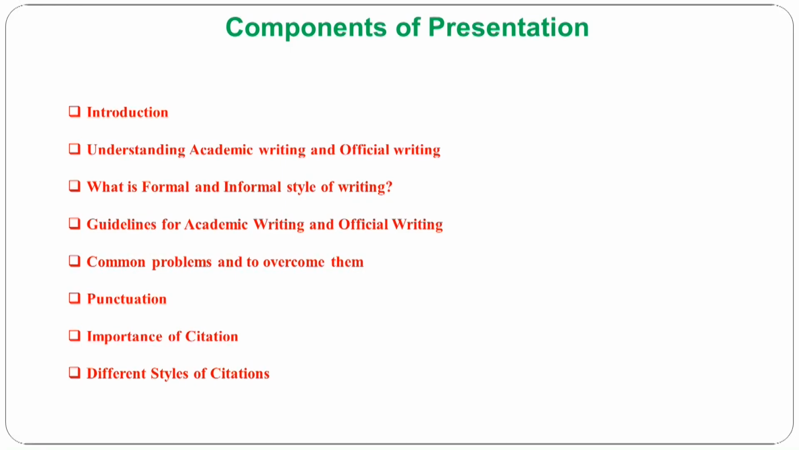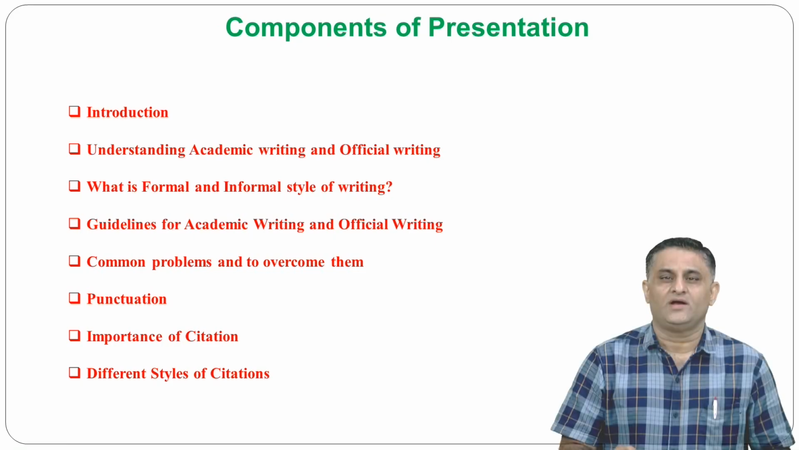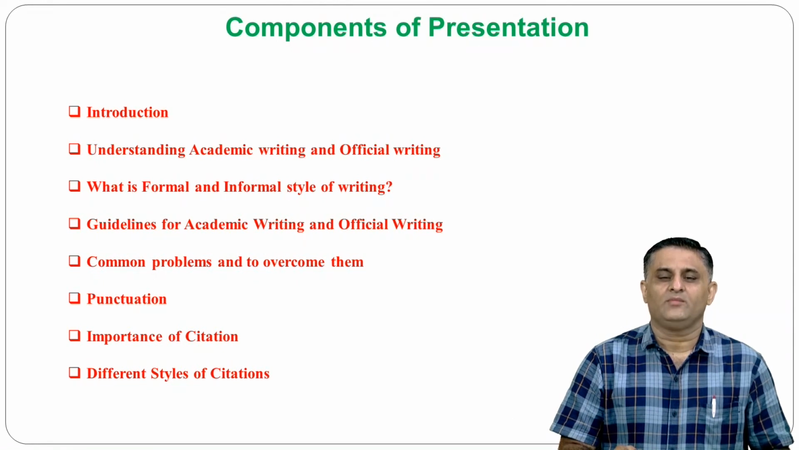So make sure that in the introduction and all the parameters we will discuss which things you have to add exactly and which things you have to delete, means we have to ignore. So let's start today's session. The components of presentation: introduction, understanding academic writing and official writing, what is formal and informal style of writing, guidelines for academic writing and official writing, common problems and how to overcome them, punctuation, importance of citation, and different styles of citation.